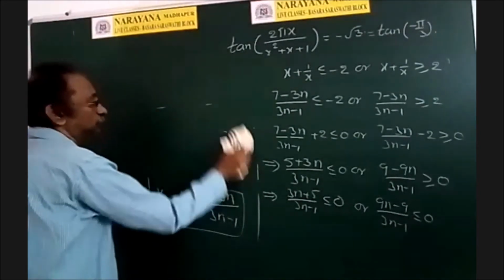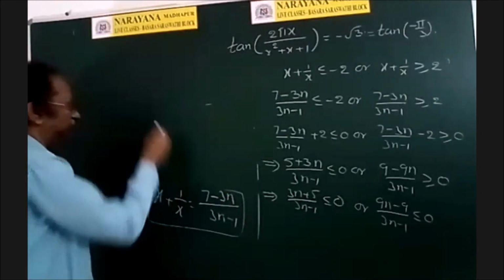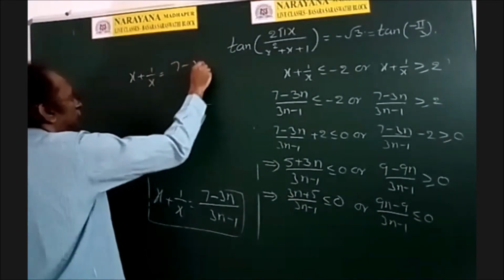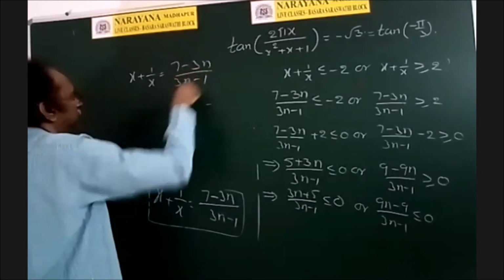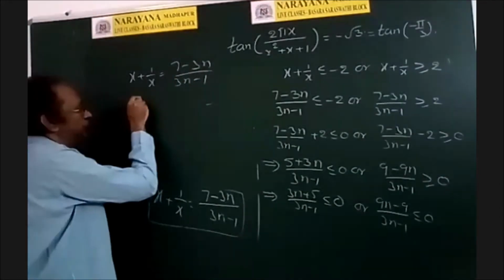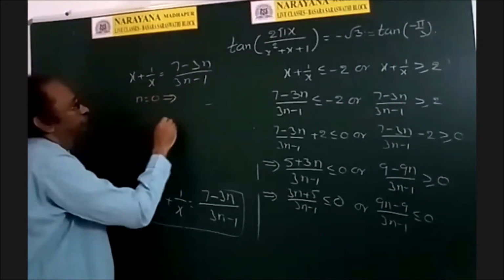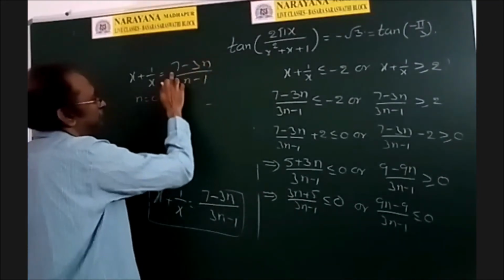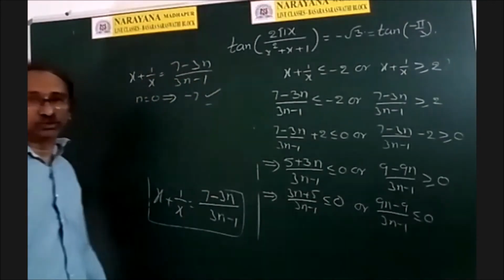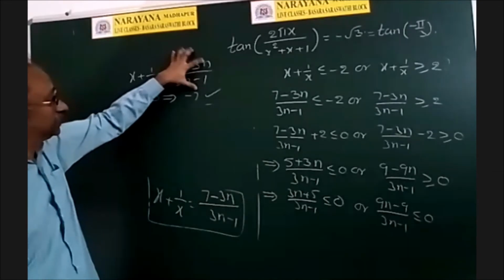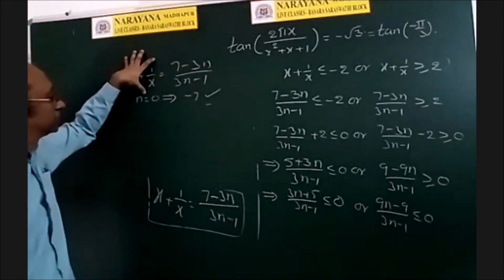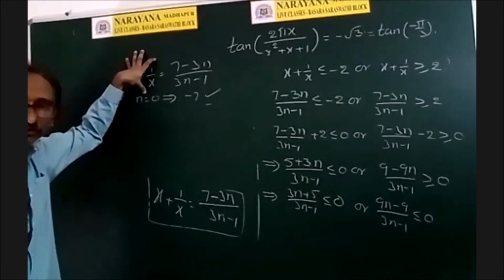Suppose you don't want to do all that, you can simply do like this. Consider x plus 1 by x is equal to 7 minus 3n by 3n minus 1. Start substituting the numbers. Suppose put n is equal to 0. What you will get? Minus 7. Okay, it is less than minus 2. So our aim is this number should not lie in between minus 2 and plus 2, because this number should not lie in between minus 2 and plus 2.